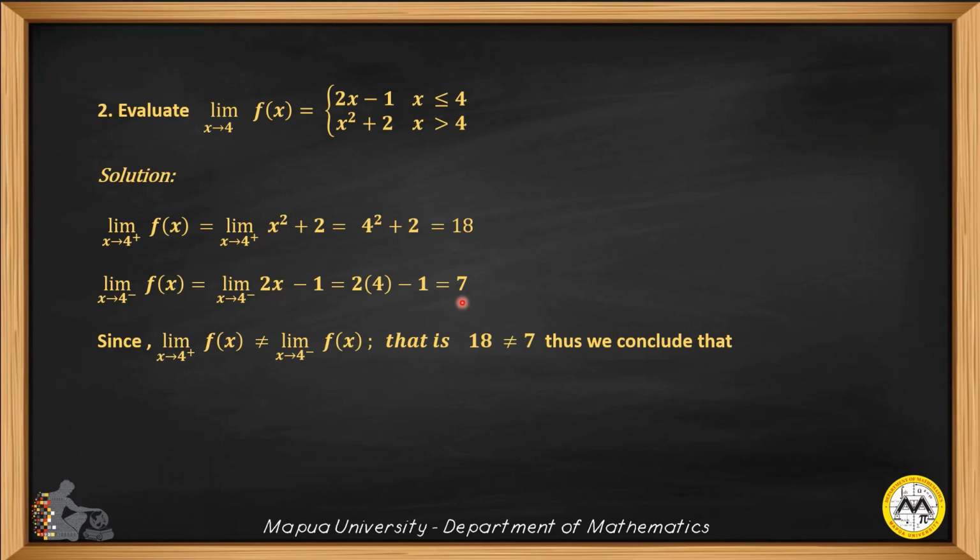Please take note that in this case, the right-hand side limit of f of x as x approaches 4 is not equal to the left-hand side limit of f of x as x approaches 4. That is, 18 is not equal to 7. Thus, we conclude that the two-sided limit, that is the limit of f of x as x approaches 4, does not exist.